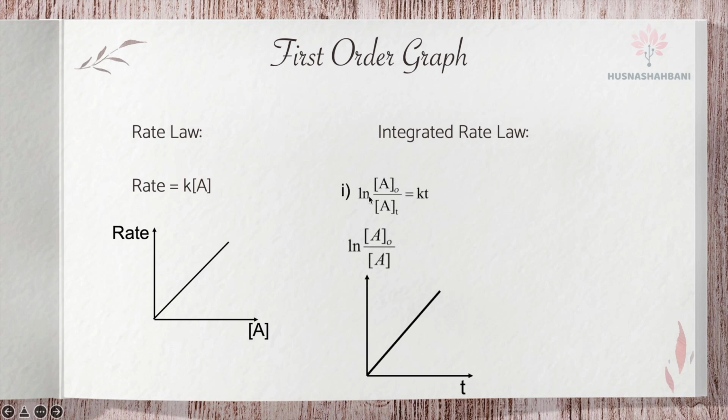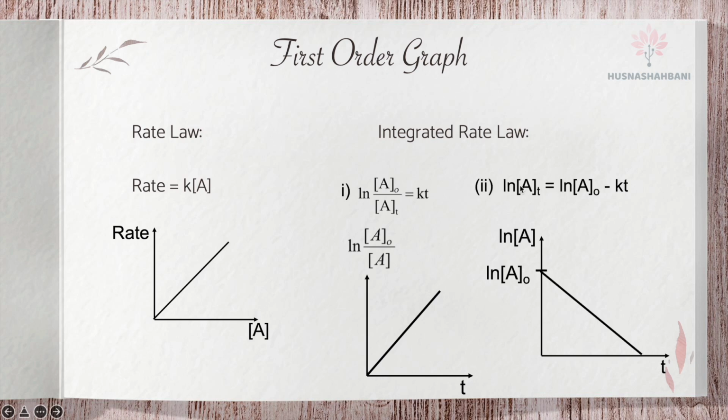Integrated rate law first order graph: for ln(A0/At) = kt, the y-axis is ln(A0/A), the concentration of reactant A, against t. And this is the graph for ln[A]t = ln[A]0 - kt. On the y-axis is ln[A] at a particular time, and time on the x-axis. This is the graph for the second integrated rate law equation.